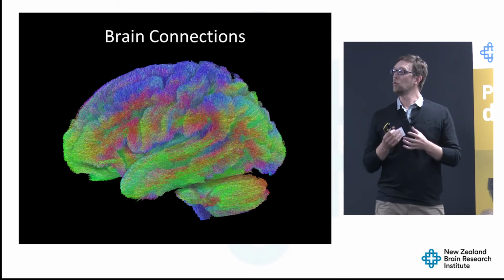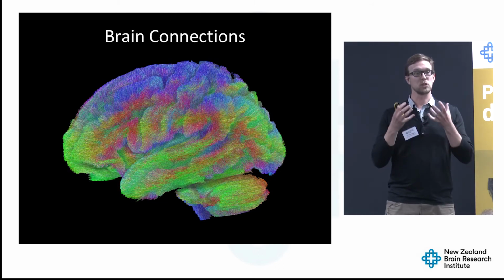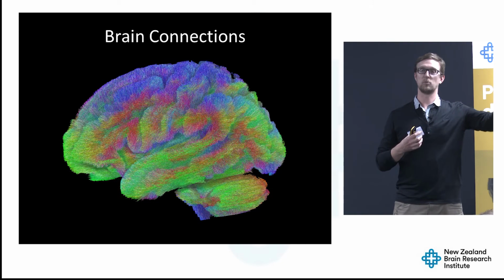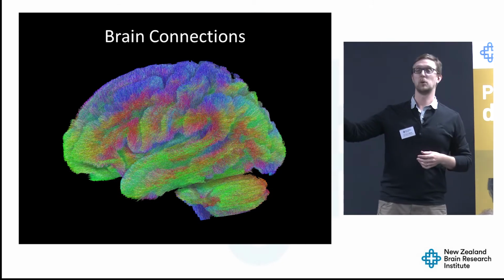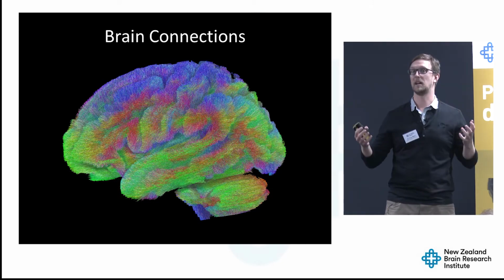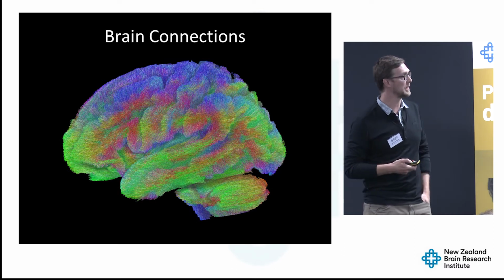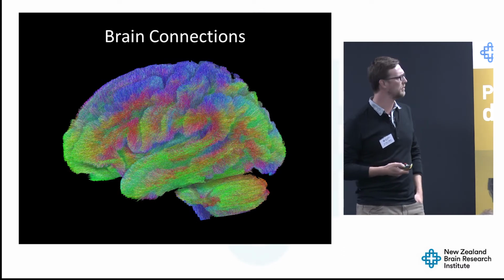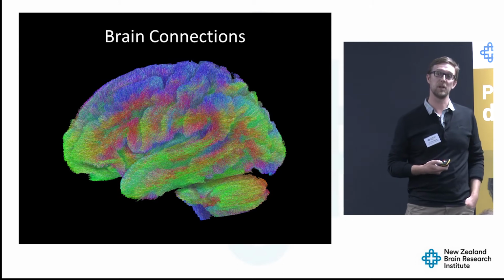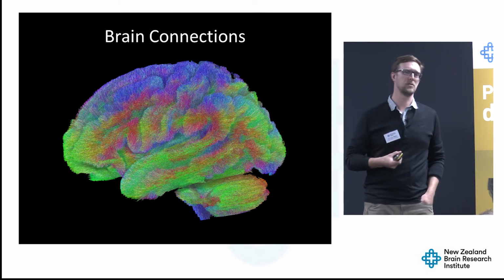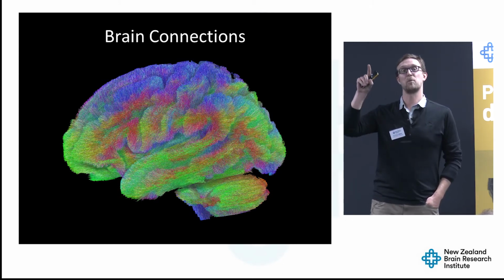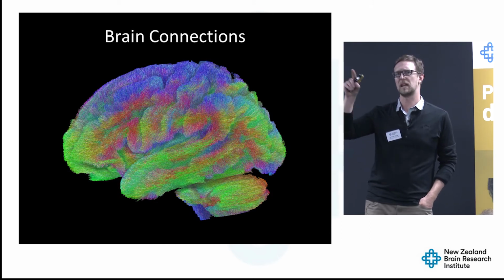Right, so we can also look at how the brain is actually structurally connected. How is a region over here in the brain connected to another region across the entire brain? And we can use an exciting technique called diffusion MR, and it allows us to create these pretty pictures, but it also allows us to trace out individual fiber pathways. So how do we go from point A to point B?